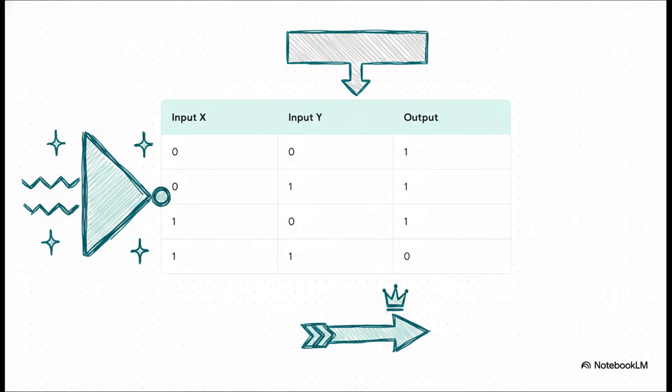The only way it outputs a 0 is if both inputs are 1. Now, keep this gate in the back of your mind. It's way more important than it looks right now.